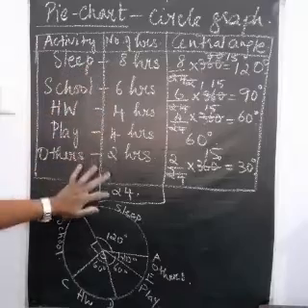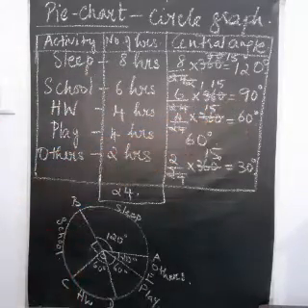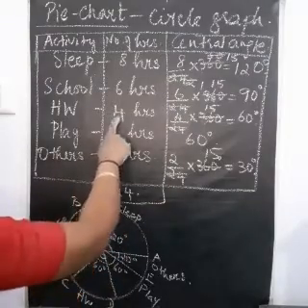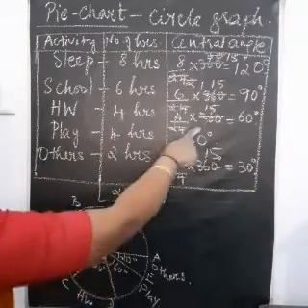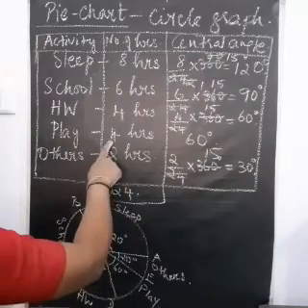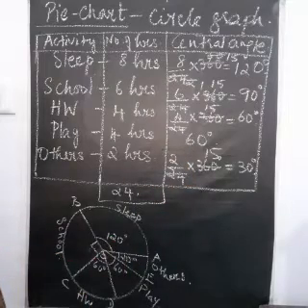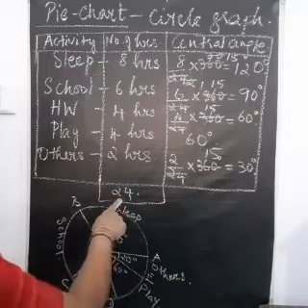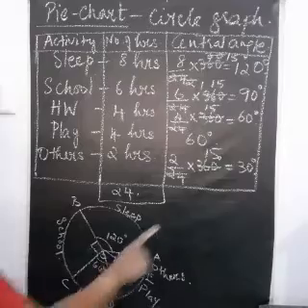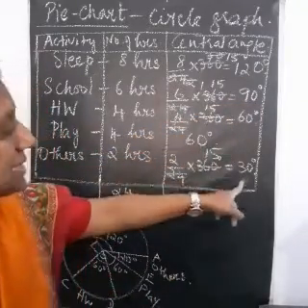Then 6 by 24 into 360 will give me once again 90. Then 4 by 24 into 360 will give me 60 degrees. And 4 by 24 into 360 will give me another 60. And 2 by 24 into 360 will give me 30. If you add all these angles also, you will get 360.